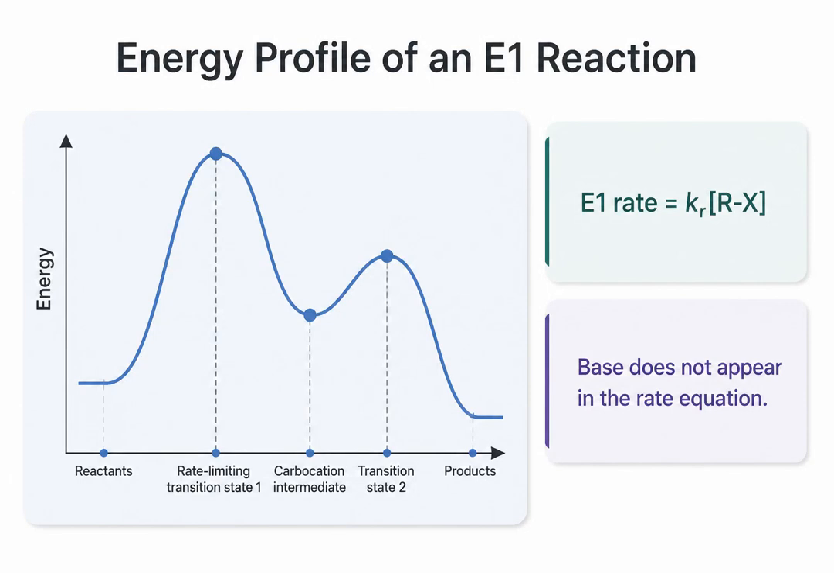The energy diagram for an E1 reaction clearly shows why it is unimolecular. The first step has a large endothermic activation energy. This is the rate-determining transition state where the leaving group departs. The intermediate carbocation sits in the valley. The second step is a fast exothermic removal of a proton with a much lower activation energy. Because the base does not get involved until after the rate-determining step, its concentration does not affect the overall rate of the reaction, and it does not appear in the rate equation.